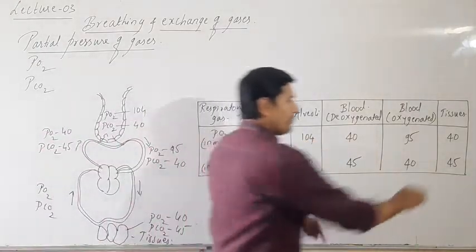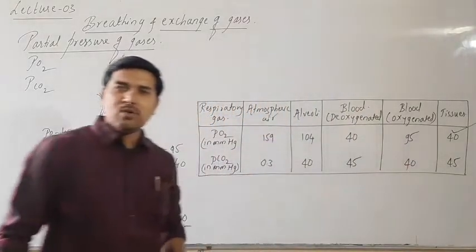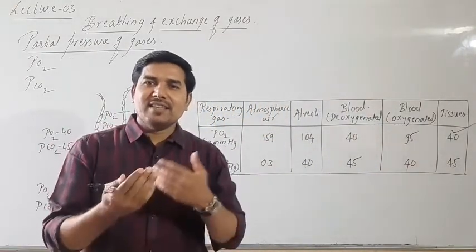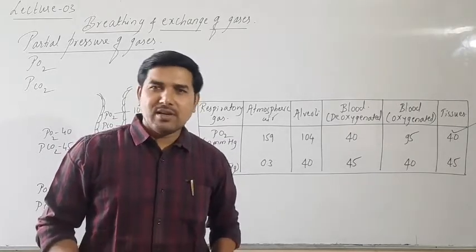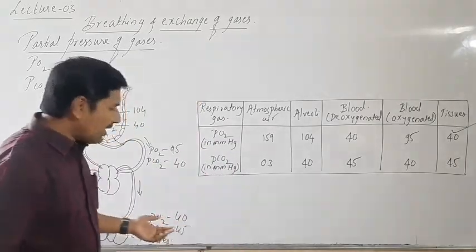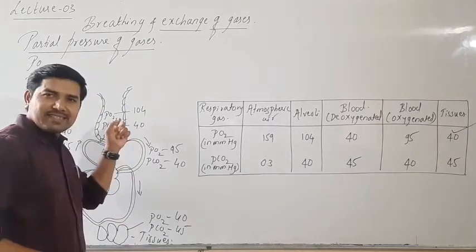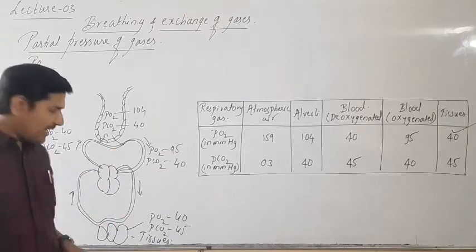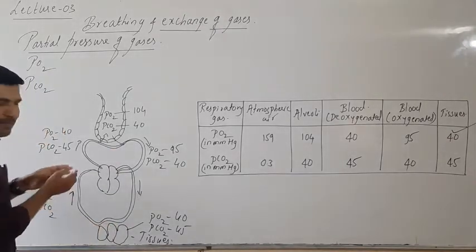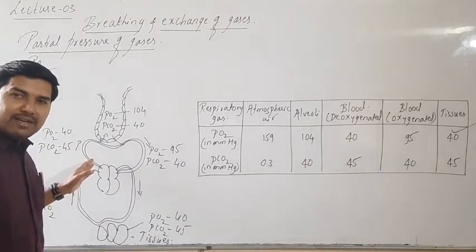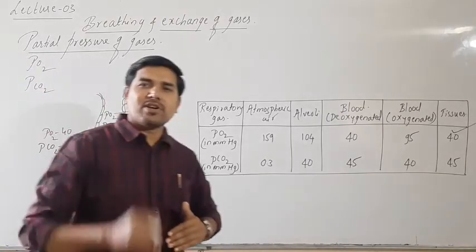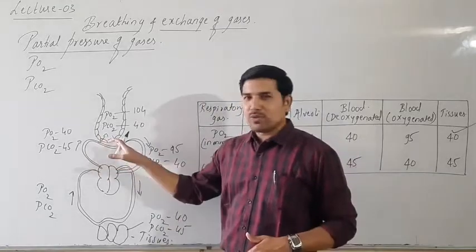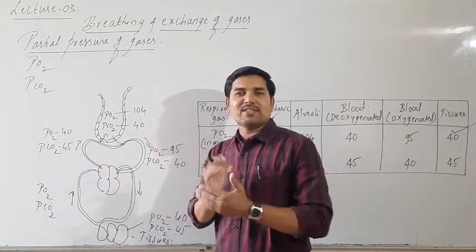Look at these tissues. In these tissues, the O2 level is less and the CO2 level is high. As a result, there is an exchange of gases, a diffusion process, which we also call internal respiration. This is external respiration, and this is internal respiration. After that, the blood that comes from the tissue carries deoxygenated blood, that means a higher concentration of CO2 and a low concentration of O2. Again the same blood will come to the lungs and diffusion of gases will occur.